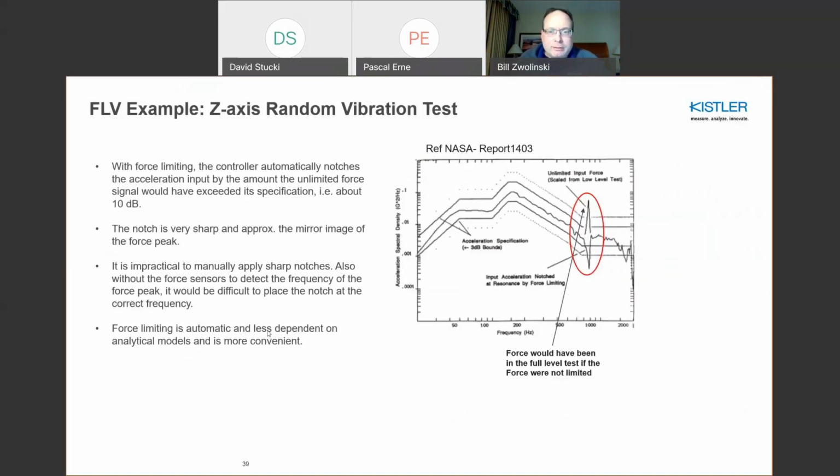A typical example here out of this NASA report is just showing how, if you didn't have a force limiting solution that notches at this frequency, you would get a substantial input into the structure, which could damage the structure or damage the test article, or even worse, make it inoperable.